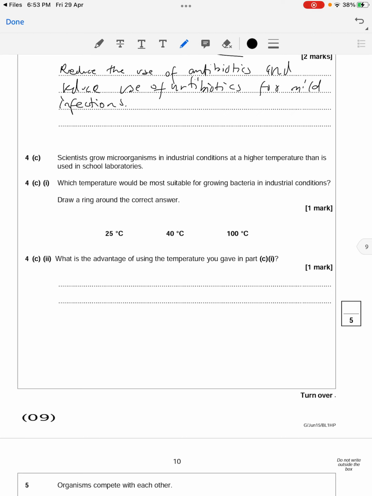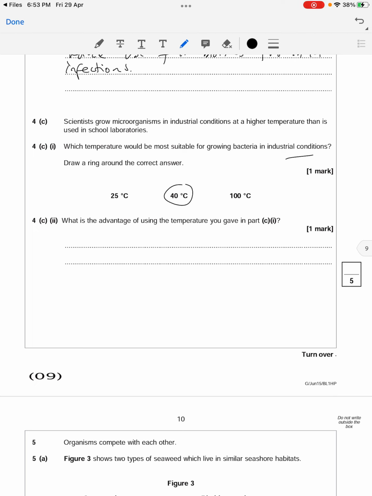So scientists grow microorganisms in industrial conditions at higher temperature than those used in school laboratories. Which temperature would be the most suitable for growing bacteria in industrial conditions? Remember that the temperature should not be too high because it can denature the enzymes, right? And it should not be too low, so it should be a perfect medium temperature. So in this case, it is 40 degrees.